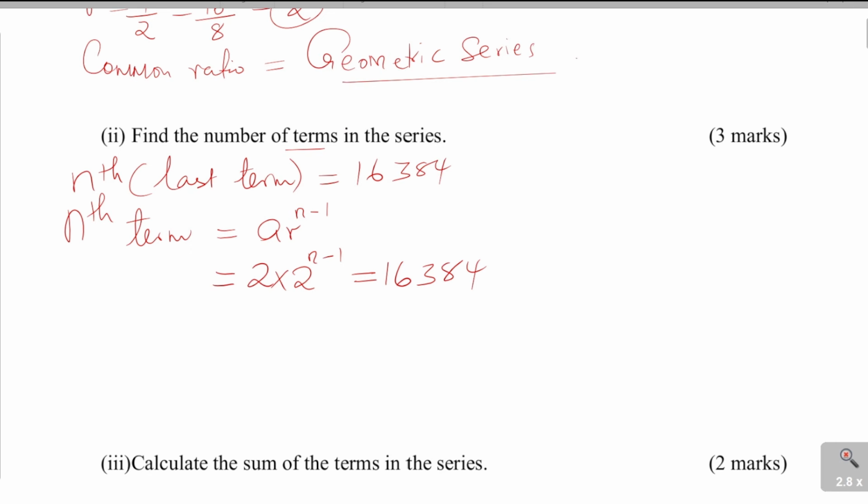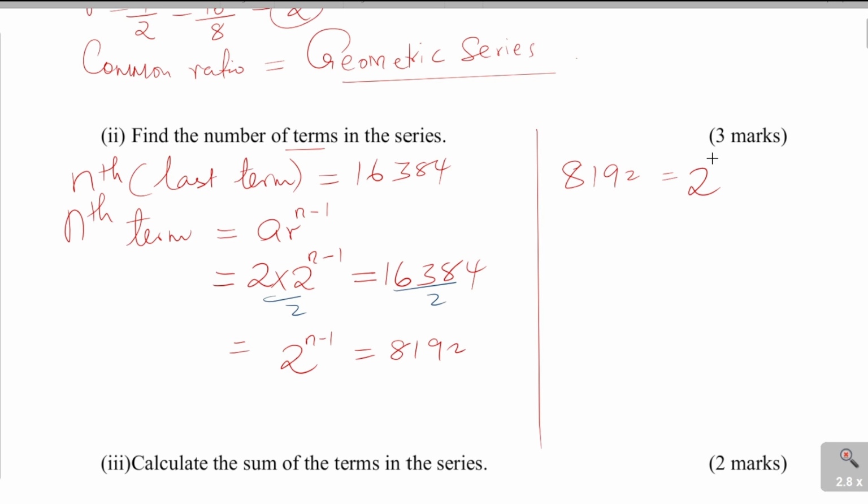So start by dividing both sides of this equation by 2. When you divide this by 2, I'll get 2 raised to power n minus 1 is equal to, when you divide this by 2, you get 8192. And 8192 can be expressed in index form. If you write this to the base of 2 in power form, it is 2 raised to power 13. So therefore you have 2 raised to power n minus 1 is equal to 2 raised to power 13.